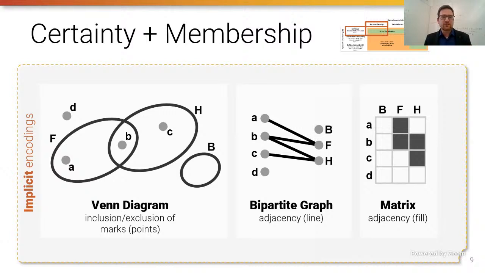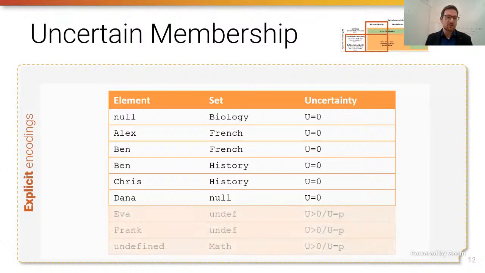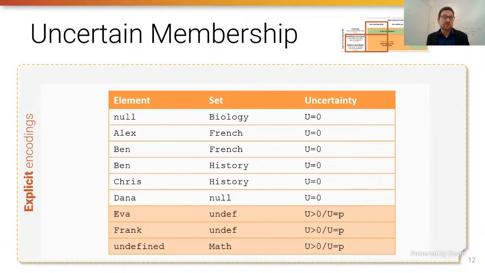But let's look into really explicit encodings of uncertainty, and let me guide you through a guiding use case over here. So we are starting a new college, and we've recently introduced the biology class, but nobody will take it. We know that Alex and Ben are taking French classes, and Ben and Chris are taking history classes, and Dana, we are certain about it, will take no class this year. But then the uncertainty pops in. So we know that Eva recently joined our team, and she's not decided yet which courses she will take, Frank as well. And for the math class that we recently established, we don't know who's even joining.